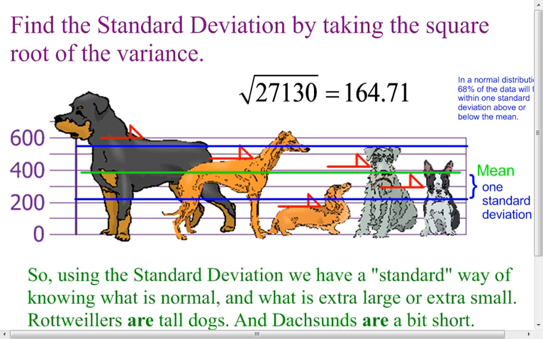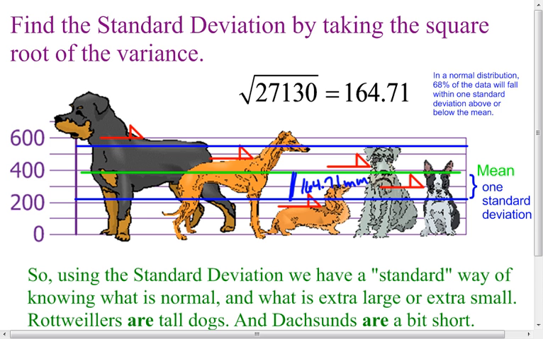And what that means is one standard deviation away from the mean is a distance of 164.71. So this distance right in here is 164.71 millimeters in this case, okay? We will learn a little bit more about this later, but what you need to know is that in a normal set of data, 68% of the data will fall within 1 standard deviation above or below the mean.